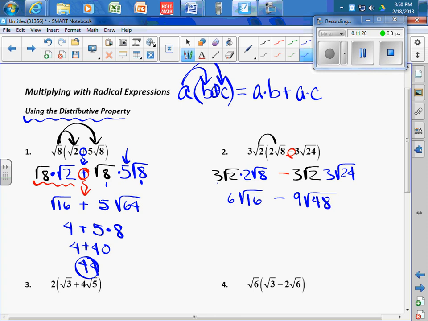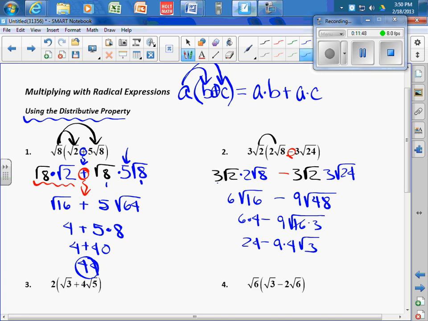Now the square root of 16 is 4. You can simplify that and get 6 times 4. Minus 9 times, now break up the 48 into 16 times 3. 24 minus 9, now the square root of 16 is 4, so you're going to have 9 times 4, and then you're going to have your radical 3 left over.